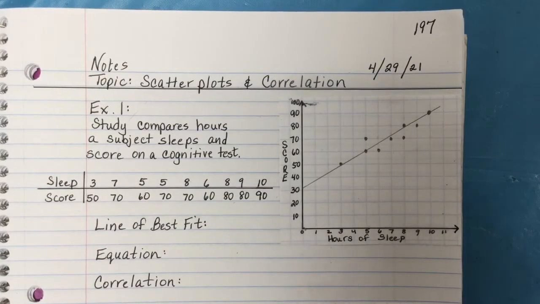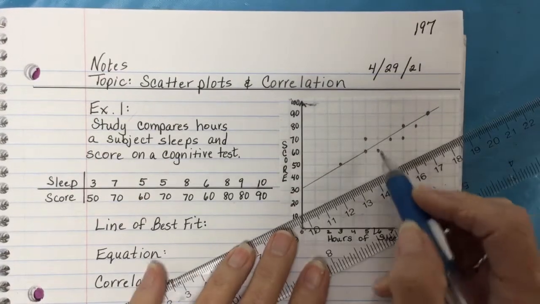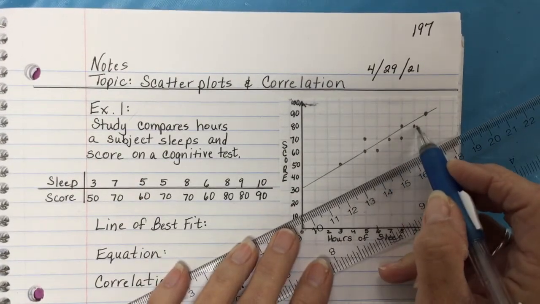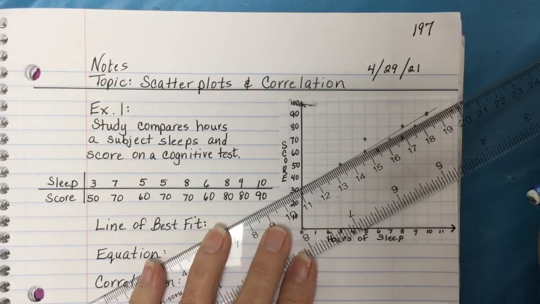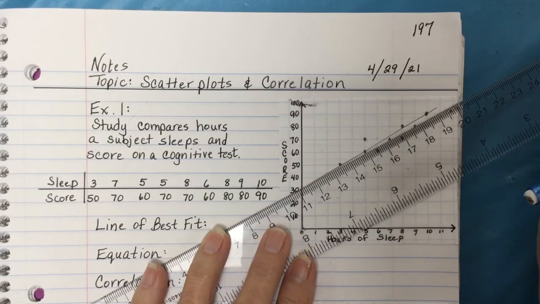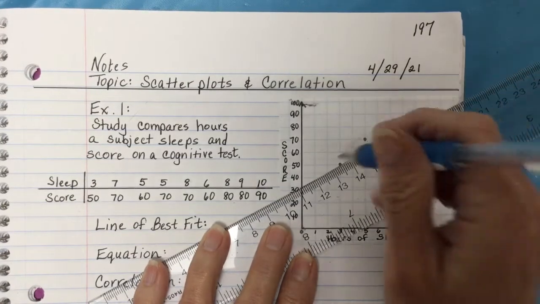So that line is pretty good. It goes through mostly the center. But notice that I have 4 dots below and only 1 dot above. So I think it would be good to redraw this at a slightly different slope so that it's more centered.